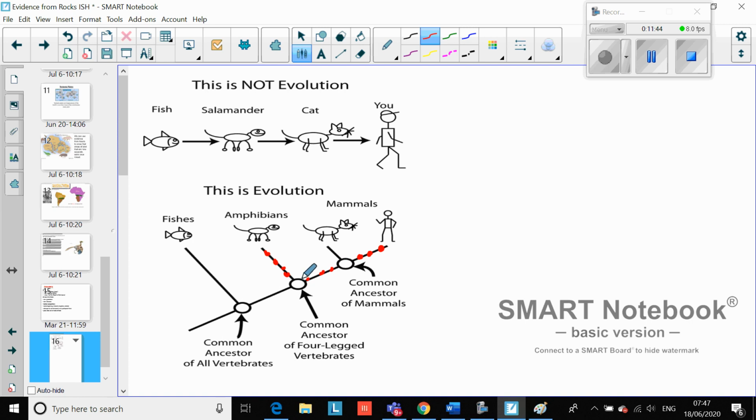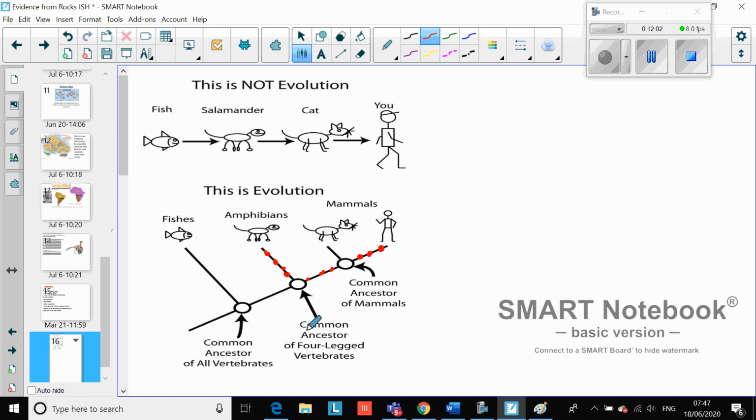We can see, for example, this thing had backbones and rib cages, but it's not quite an amphibian, it's not quite a mammal. So we'll put that there. But if we track this line, we can see how it evolved into amphibians. If we track this line, we can see how it evolved into mammals.